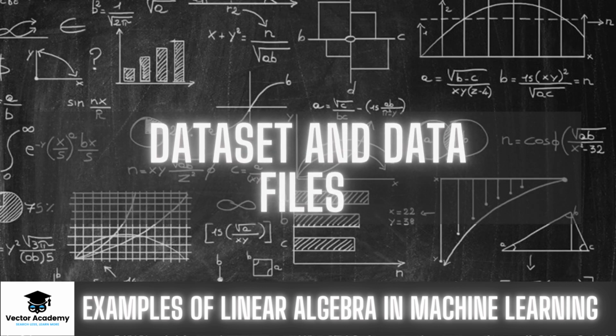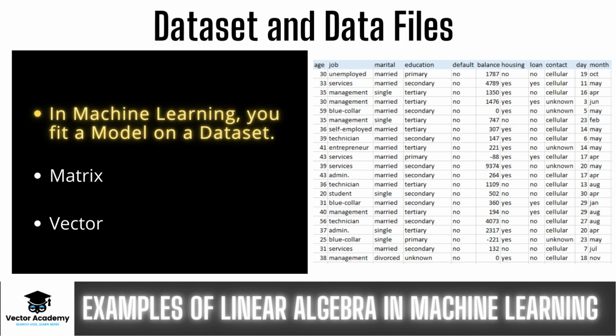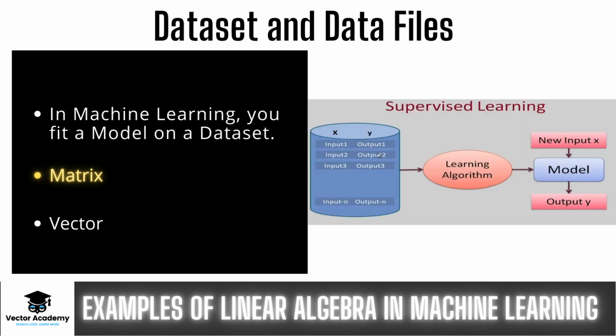Dataset and Data Files. In machine learning, you fit a model on a data set. Here, a data set is the table-like set of numbers where each row represents an observation and each column represents a feature of the observation. Matrix. Matrix is a key data structure in linear algebra. Example represents a snippet of the iris flowers data set. Further, when you split the data into inputs and outputs to fit a supervised machine learning model, such as the measurements and the flower species, you have a matrix X and a vector y.